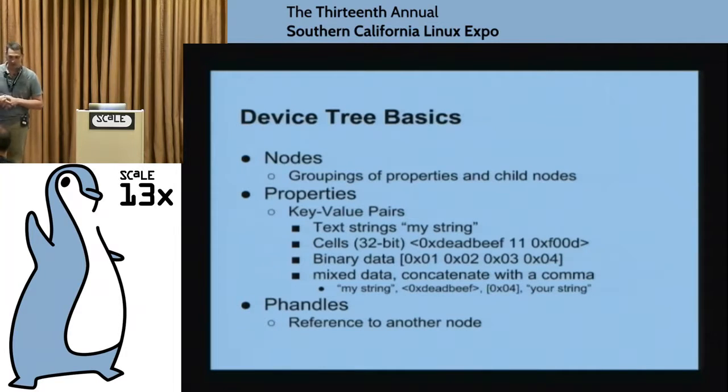And then the next key thing in a device tree is the concept of a p-handle. And a p-handle is simply a reference to another node. So we've got nodes, we've got child nodes, we can have a reference over to another node, right? So we have all our basic constructs, and then we've got those key value pairs. And with that, we can describe any kind of hardware.